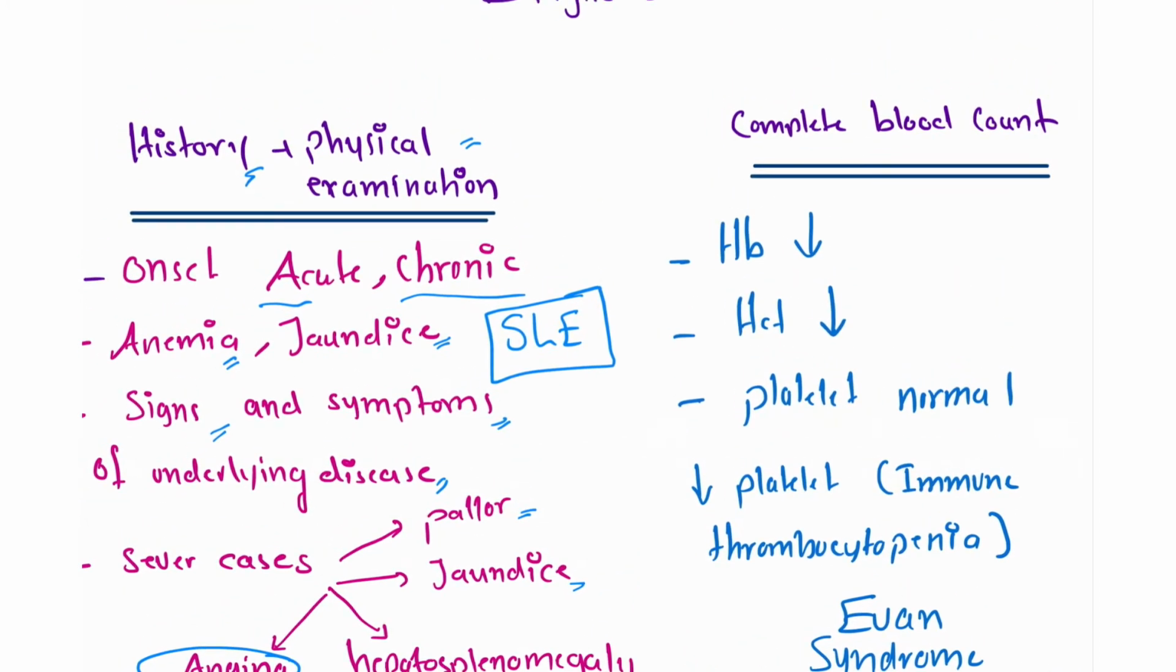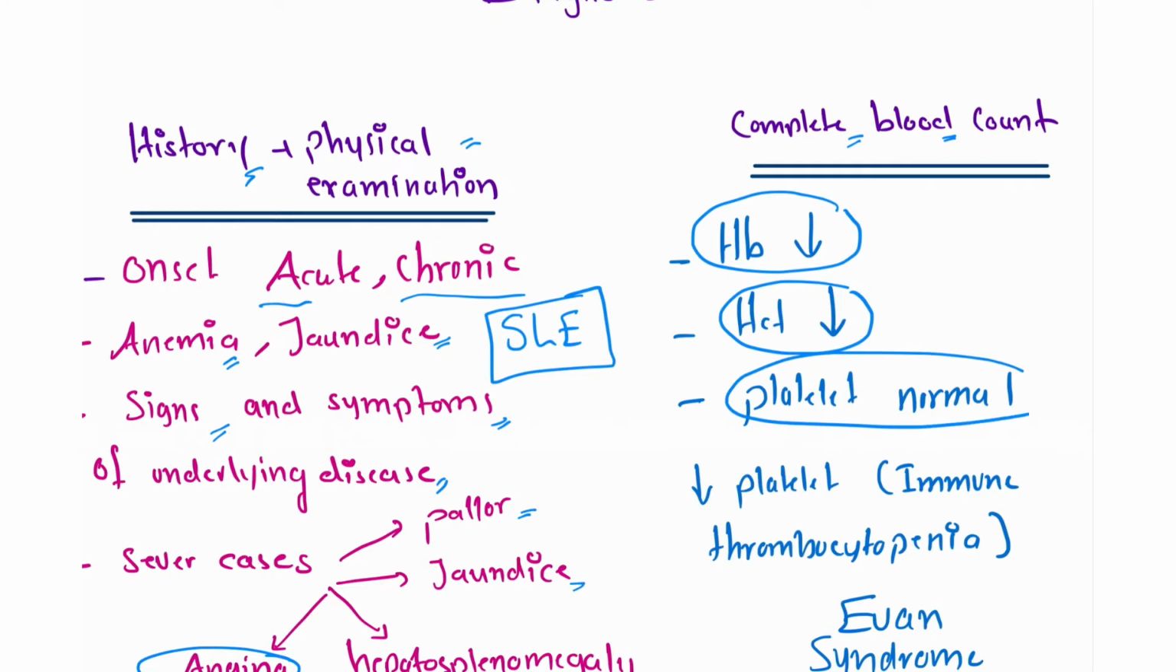Regarding investigation, first we have complete blood counts. بالcomplete blood count نشوف low level of hemoglobin, low level of hematocrit, platelet and white BC تكون normal. Regarding mean cell volume تكون normal، يعني warm autoimmune hemolytic anemia considered as normocytic anemia.